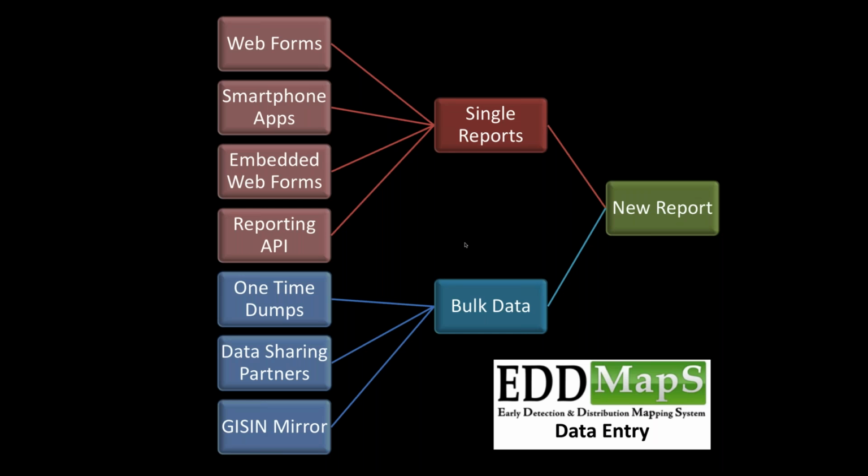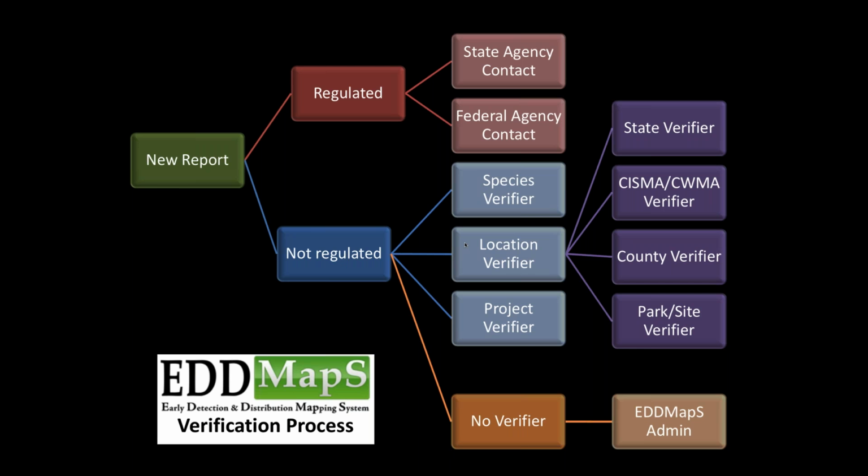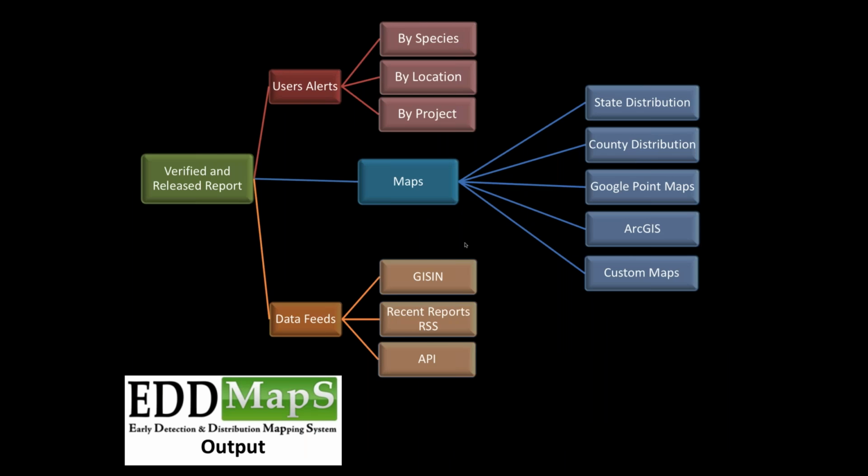And then, with EDDMapS Pro, just like the other ways of getting data into EDDMapS, it goes in as a new report. That new report is sent for verification, and then once the verification is done, it shows up on the website and becomes part of the system. And that is really where the important part of this comes into play.